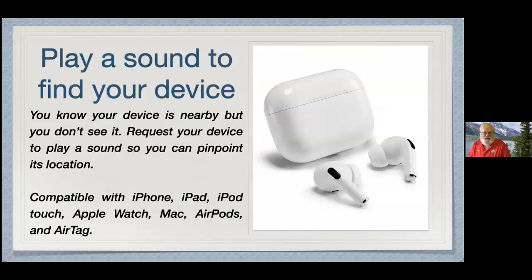So this is a picture of some AirPods Pro. You can make them make a noise. Obviously, this device can't display a message, but they can make a little chirping sound so you can say, oh, there, I can find it. Your map may say you're near where it is, but you still can't find it. You can have it play a sound, and then you can home in on where it is, like it's under a pillow on the couch or whatever.